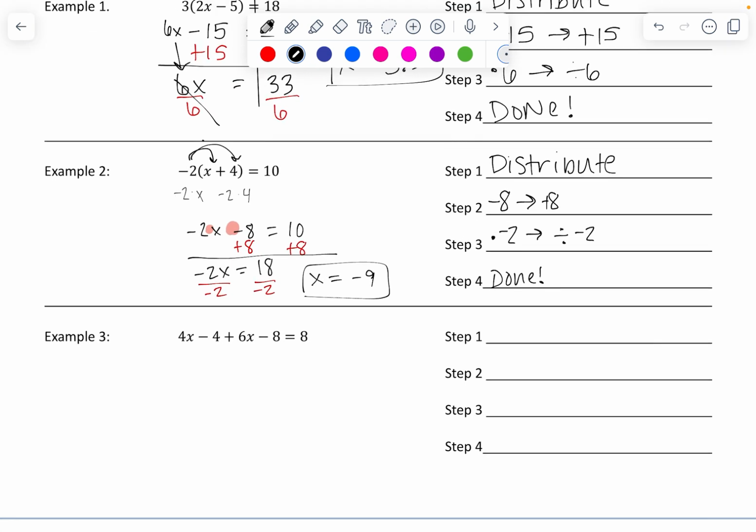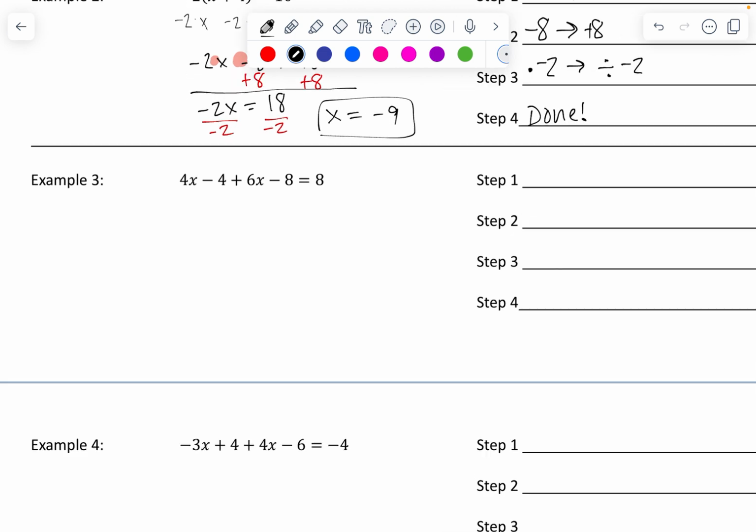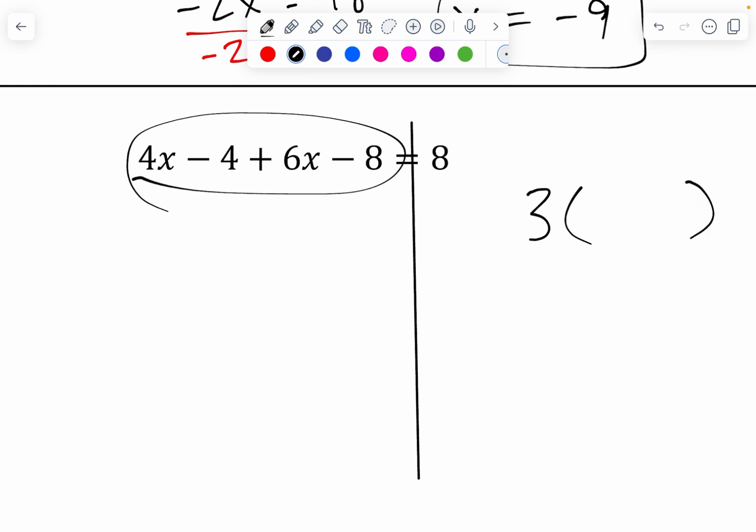Okay, so that's if you have distribution. That's a majority of what your practice is going to look like today. You've got to distribute first, and then deal with the addition and subtraction, then undo the multiplication and division. Okay, so 3 steps. Other parts that we'll look at today and then again on Thursday is if we can combine anything. So in this example 3 problem, I don't see any distribution. There's no problem with like 3 in parentheses. So there's no distribution.